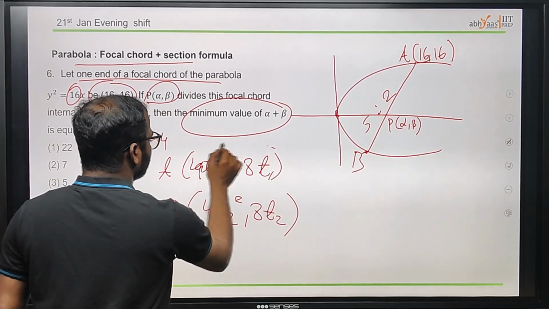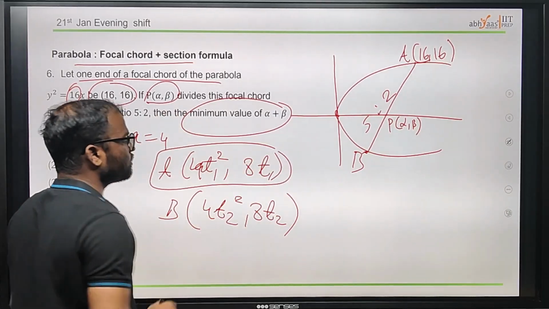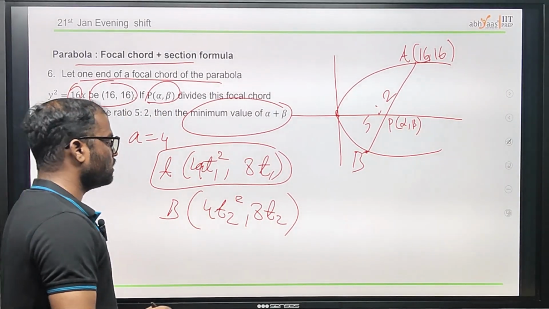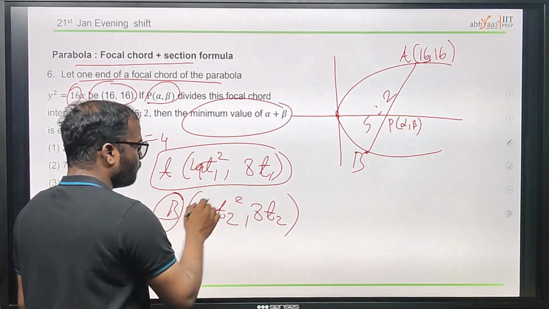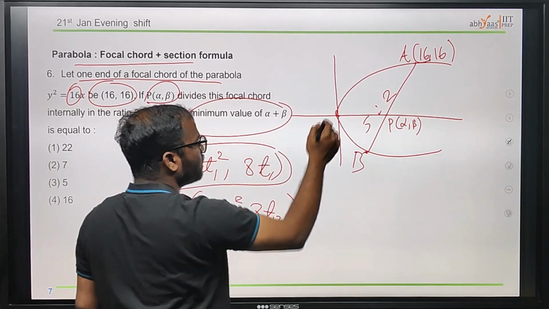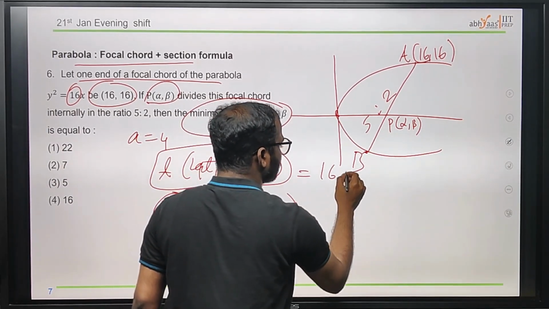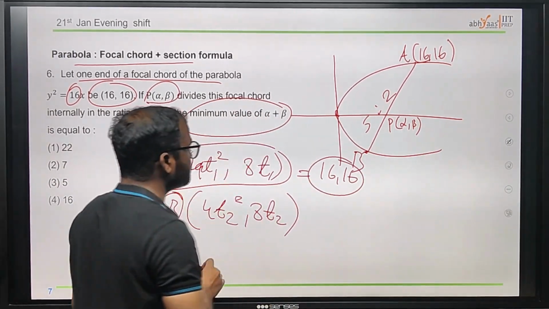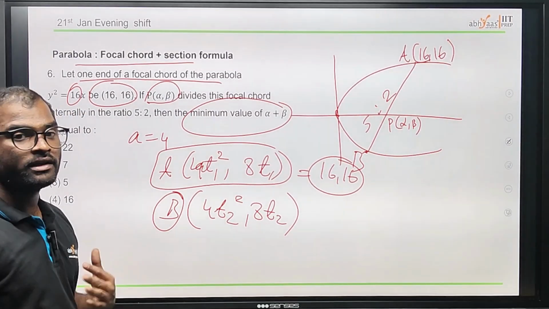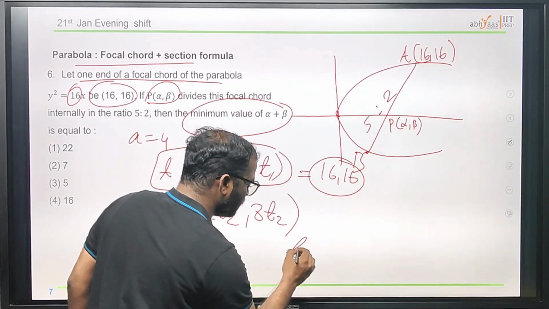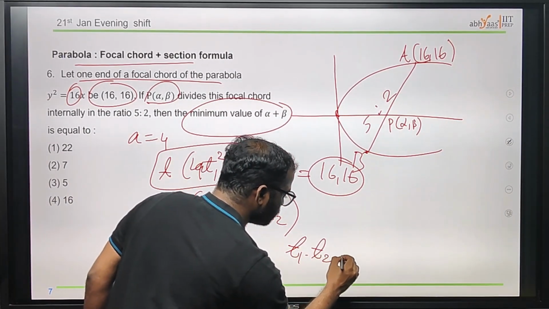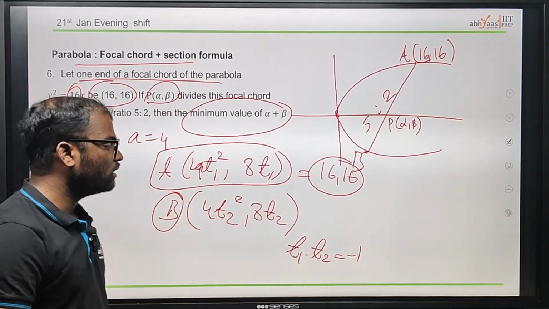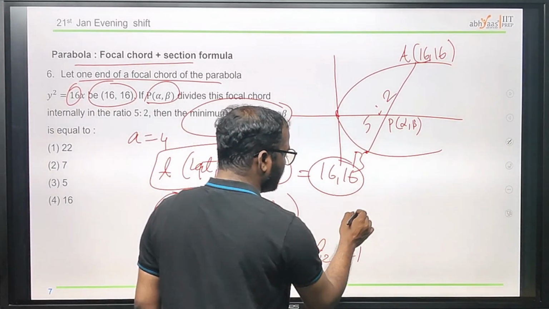Now since we know one of the parametric equations is (4t^2, 4t^2, 8t), and another one is the given point (16, 16). By using this we can easily find T1, but how can we find T2? We know that T1 into T2 is always equal to -1. By using this we can easily find T2 as well.